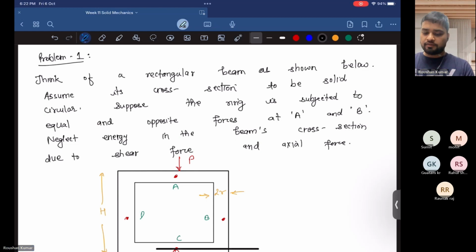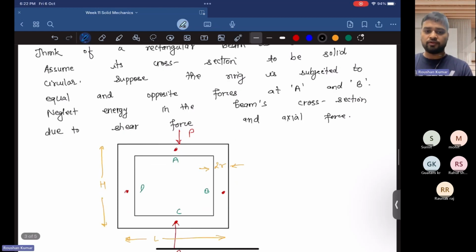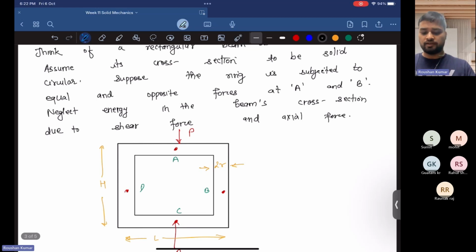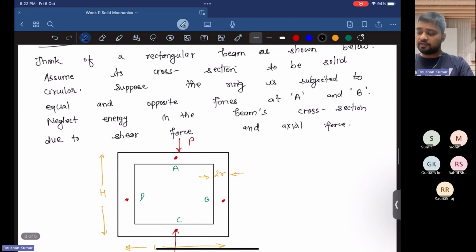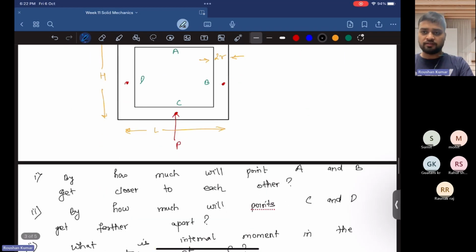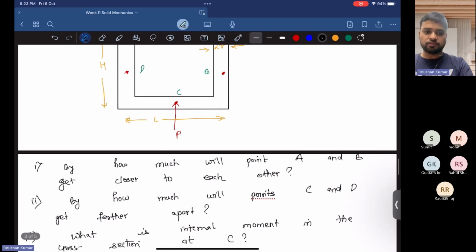Next is, suppose the ring is subjected to equal and opposite force at A and B. So you can see in the figure that we have two equal and opposite forces acting from the upward and the downward side. That is a force P. So neglect energy in the beam's section due to shear force and the axial force. So here we are assuming that there is no shear force and axial force in the beam. So this is an assumption. So based on these statements, we have three questions.